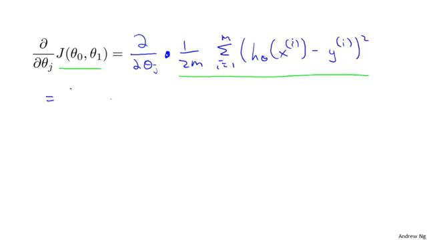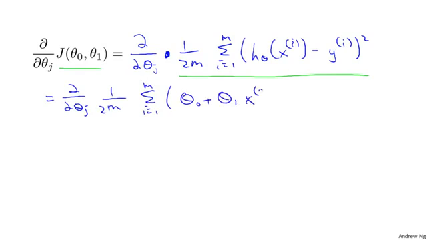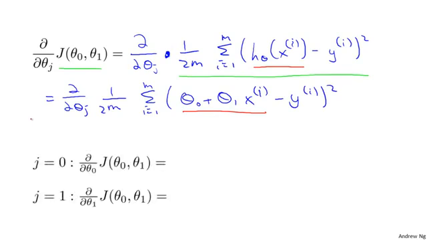and simplifying a little bit more, this turns out to be equal to this, from i equals 1 through m of (theta 0 plus theta 1 x^i minus y^i) squared. And all I did there was take the definition of my hypothesis and plug it in there. It turns out we need to figure out this partial derivative for two cases, for j equals 0 and for j equals 1. So we want to figure out this partial derivative for both the theta 0 case and the theta 1 case. And I'm just going to write out the answers.